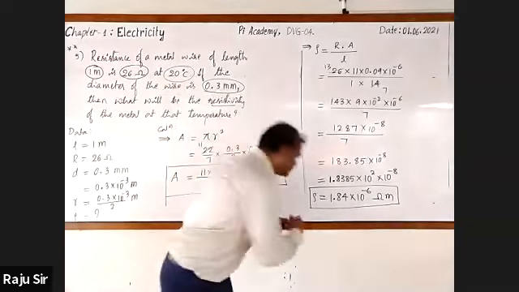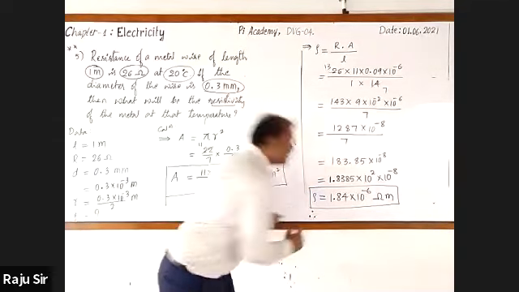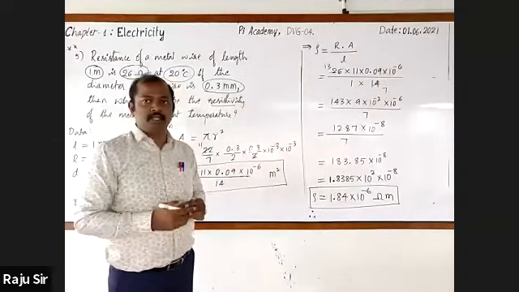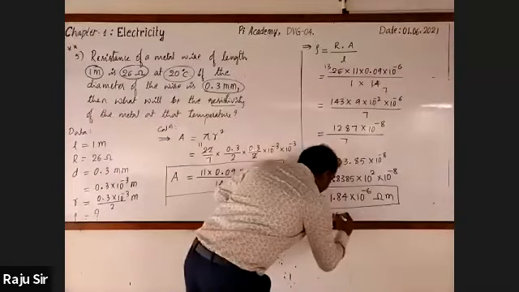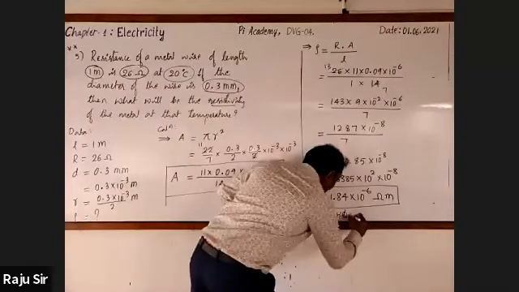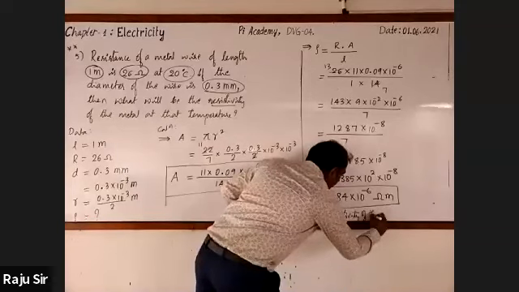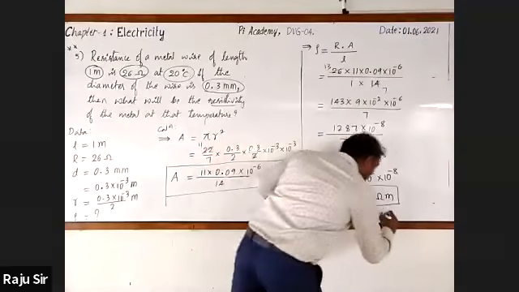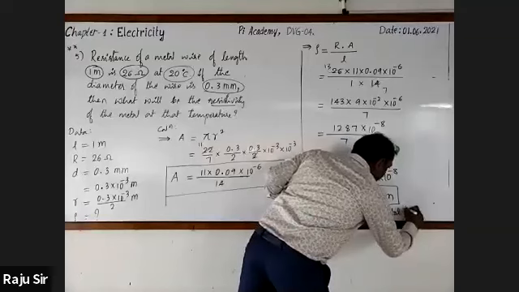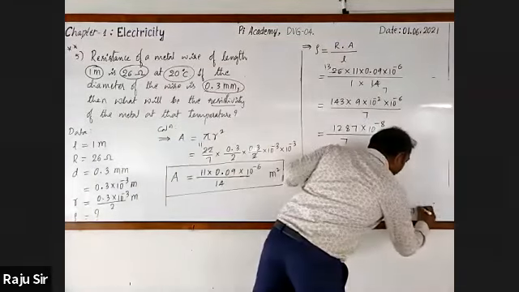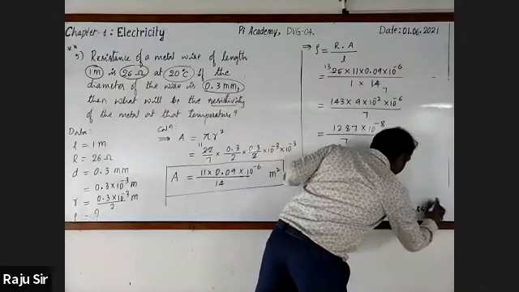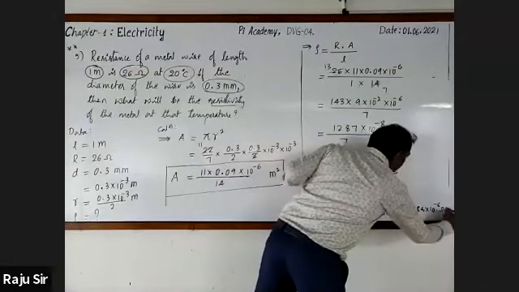Have you written conclusion? Therefore, resistivity of the metal is 1.84 into 10 raised to the power minus 6 ohm meter.